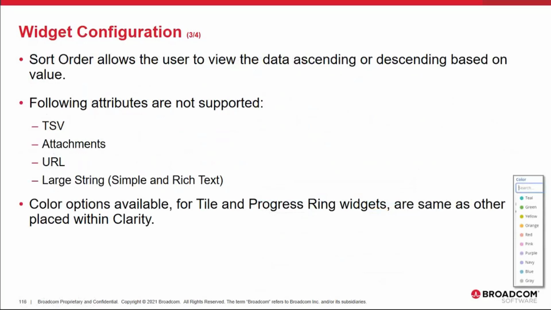The following attributes are not supported in widgets: TSV, attachments, URL, or large strings, simple or rich text. The color option for tile and progress ring widgets is similar to the other places in Clarity, which is pretty extensive, as you can see the list right here.